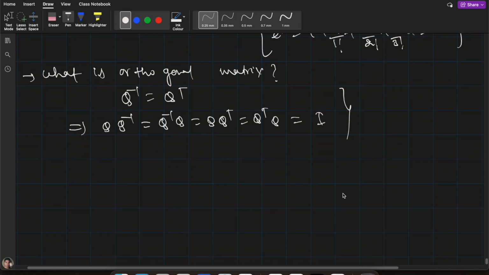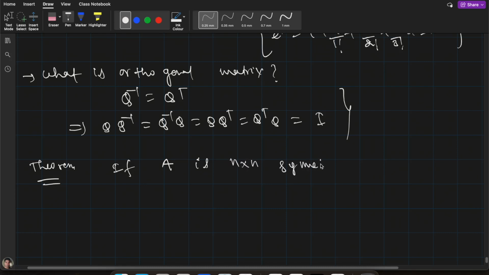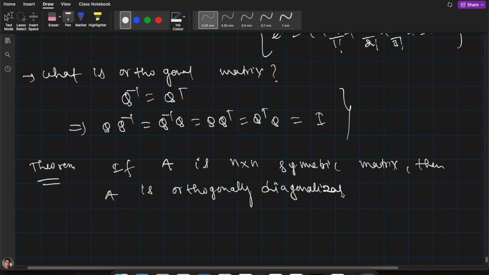So there is a theorem here. The theorem is: if A is an n by n symmetric matrix, listen very carefully, symmetric matrix, then A is orthogonally diagonalizable, and A has an orthonormal set of n eigenvectors.